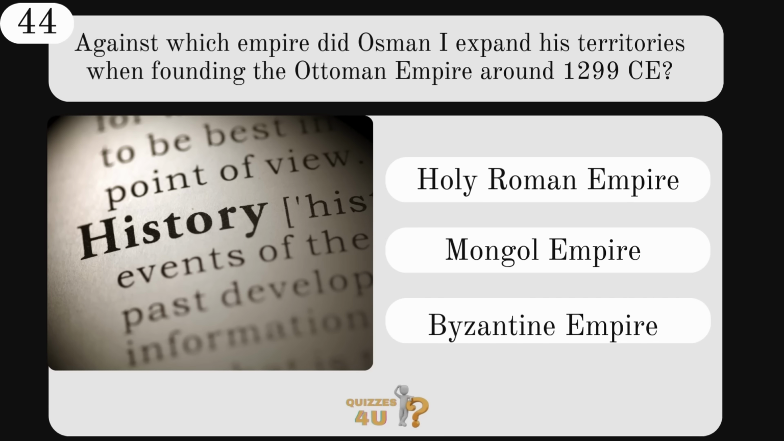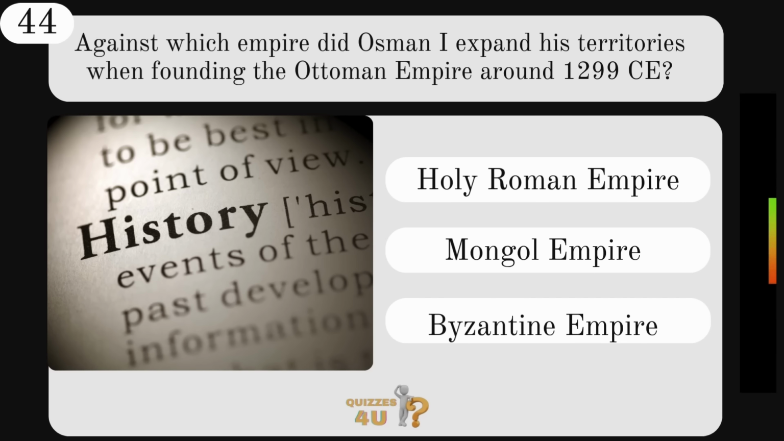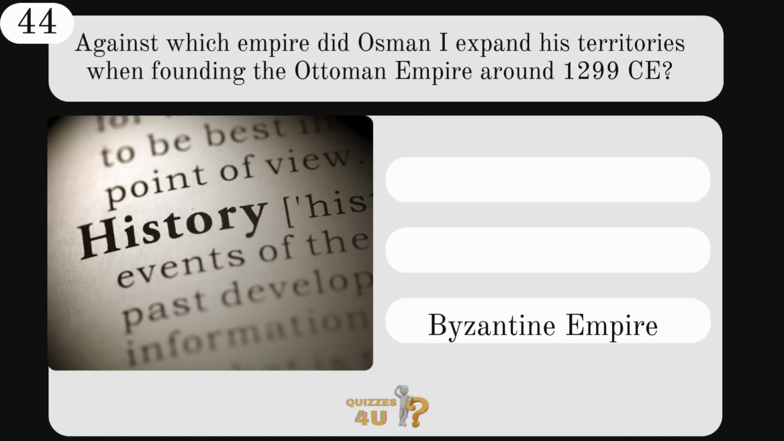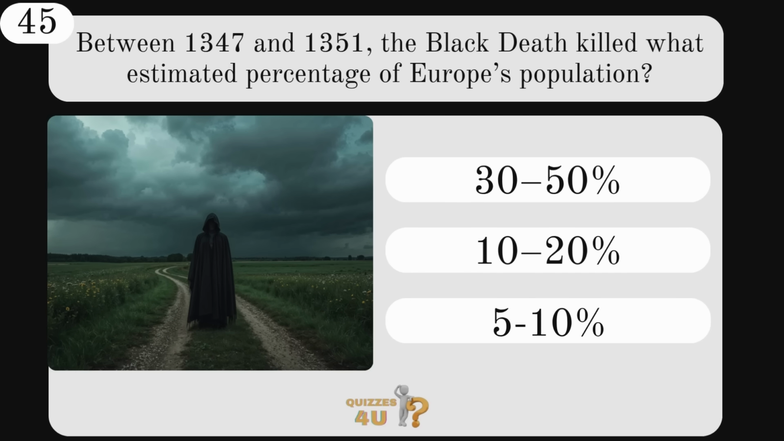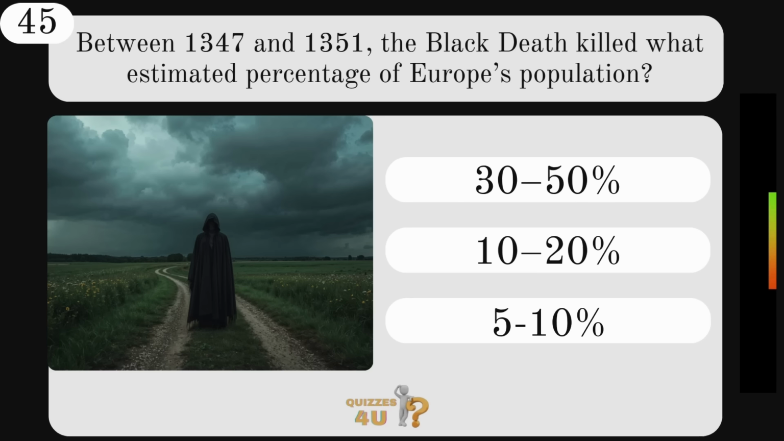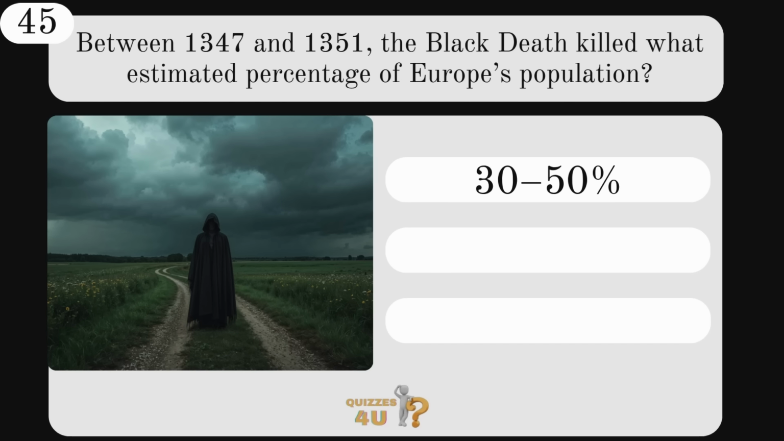Against which empire did Osman I expand his territories when founding the Ottoman Empire around 1299? The Holy Roman, Mongol, or Byzantine Empire? That was the Byzantine. Between 1347 and 1351, the Black Death killed what estimated percentage of Europe's population? 30 to 50, 10 to 20, or 5 to 10? It killed 30 to 50%.